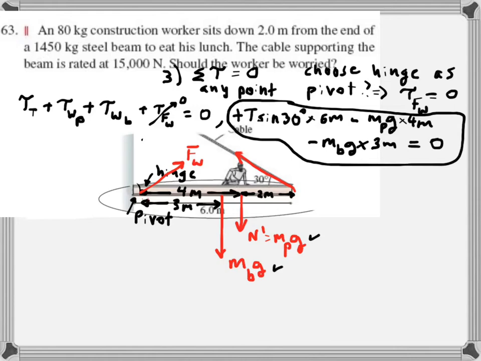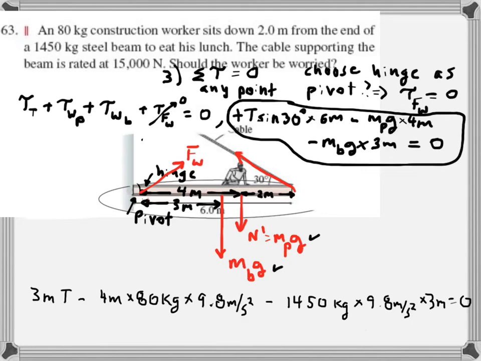Notice that in this equation everything is known. We have the masses for the person and the beam, and the value of G, which is 9.8. So everything there is known except for the tension. This is the equation that we've been looking for. This is the equation that will give us the tension in the cable when the person is sitting at that location. So we're going to solve this equation.